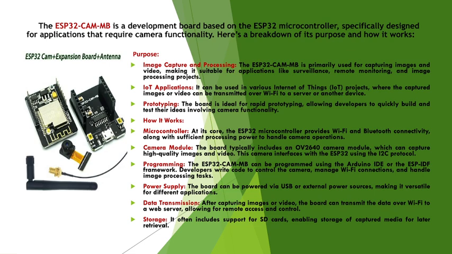How it works: microcontroller. At its core, the ESP32 microcontroller provides Wi-Fi and Bluetooth connectivity, along with sufficient processing power to handle camera operations. Camera module. The board typically includes an OV2640 camera module which can capture high-quality images and video. This interfaces with ESP32 using the I2C protocol.